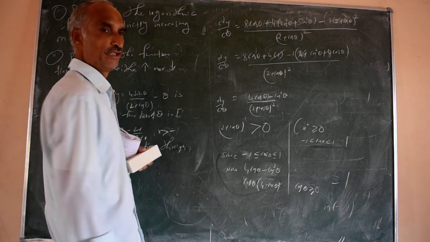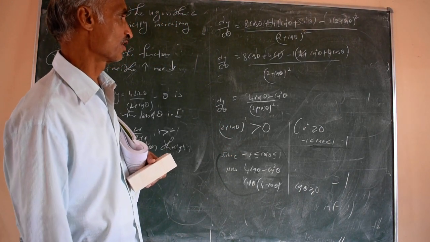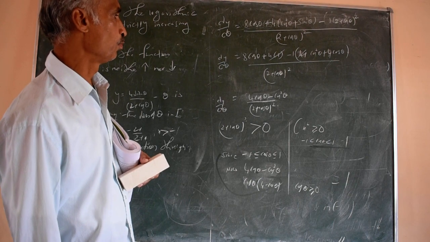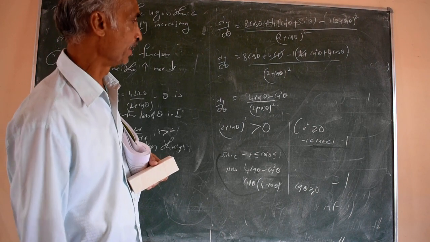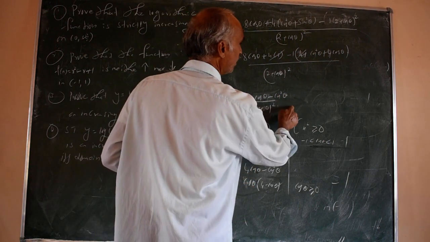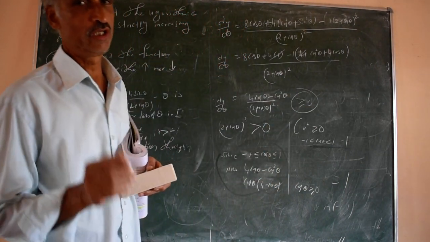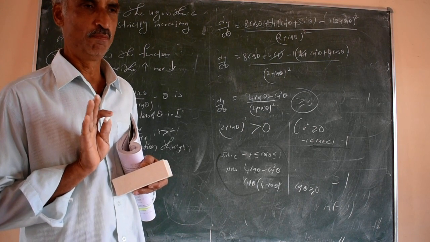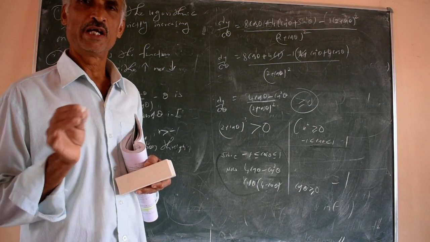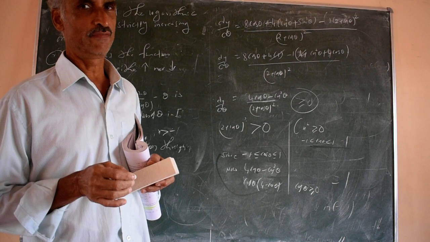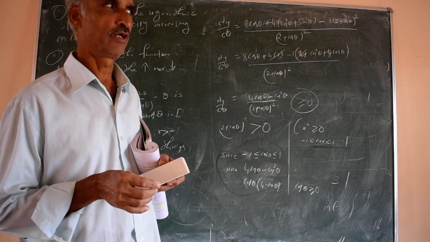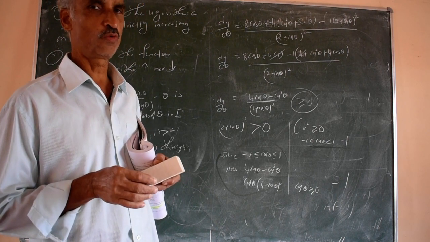dy by d theta is (4 cos theta minus cos square theta) upon (2 plus cos theta) the whole square. I have to prove that it is greater than or equals to 0. Why? Then only the function is increasing. For simply increasing, f dash of x or dy by dx or dy by d theta is greater than or equals to 0.